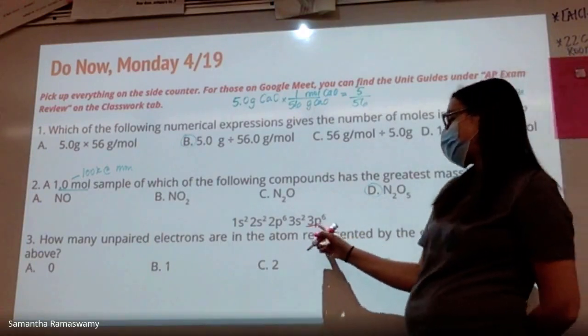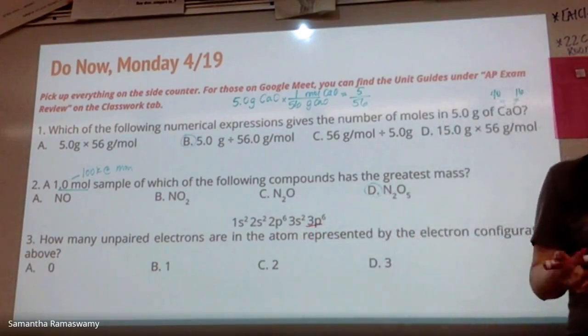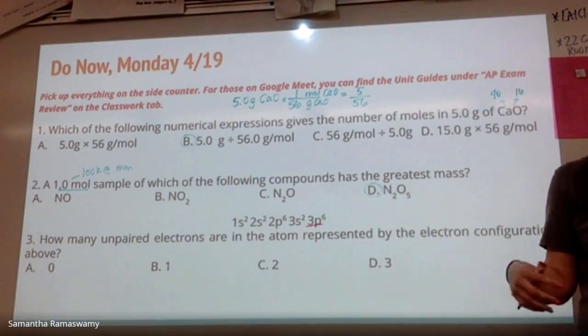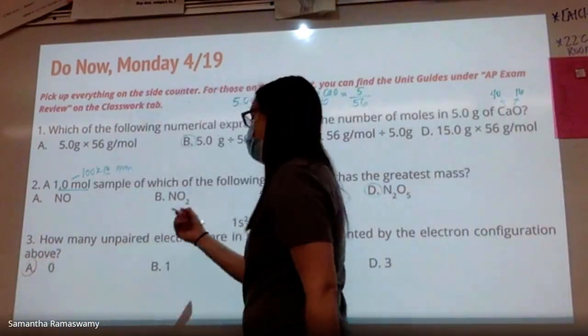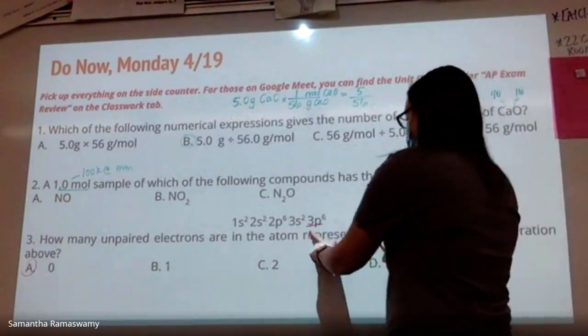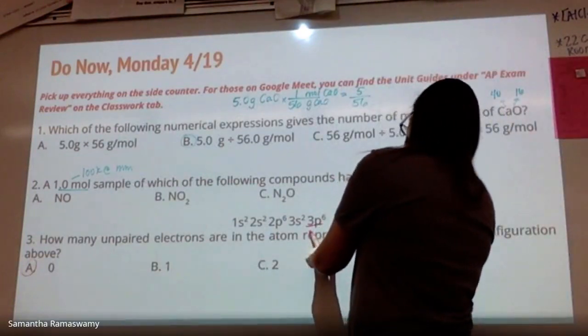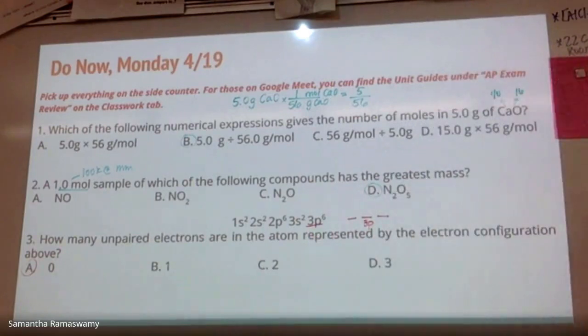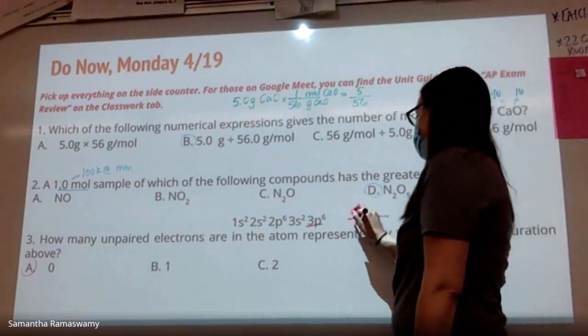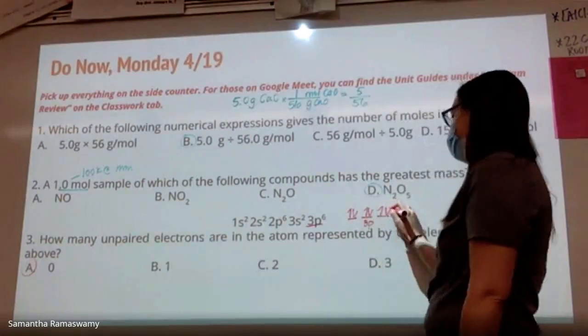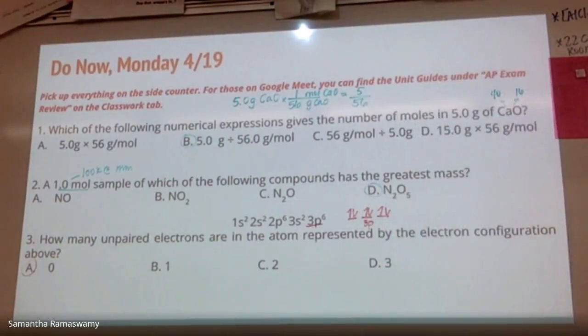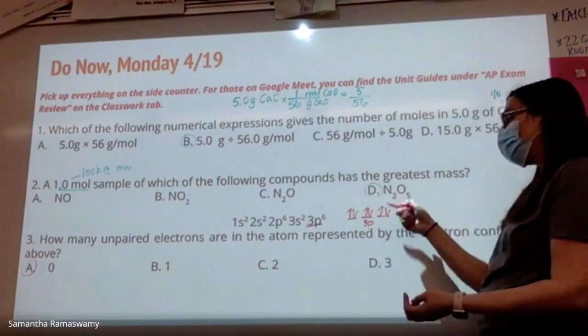Now we can see this, it's 3p6, which means it's filled. If it's filled, do you have any unpaired electrons? No. So our answer is actually A. But what we can do is we can actually look at 3p6. Well, remember the 3p sublevel has 3 orbitals. And if there are 6 electrons, we have 1, 2, 3, 4, 5, 6. Every electron has a pair. So in this, there are no unpaired electrons.